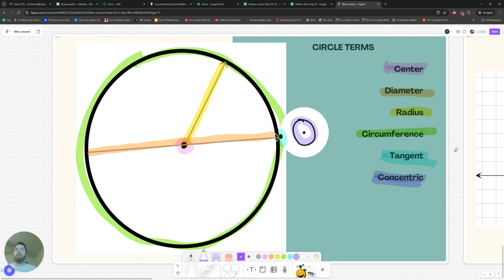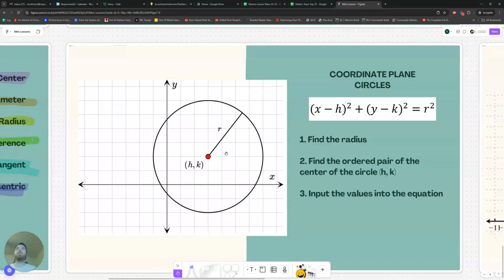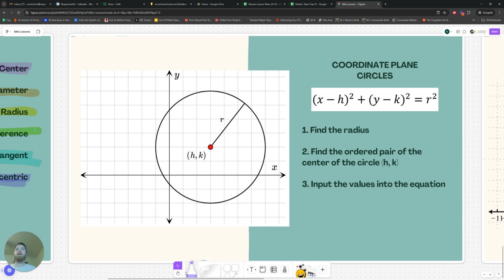Now, last thing is the equation for a circle in a coordinate grid. What you're going to see here is this big equation. Don't let it bog you down, because really all it is, x minus h. H is just going to be the x value of the ordered pair of the center of the circle. And then y minus k, k is just going to be the y value, is equal to r squared. So to do this, all you do is find out what your r is, find what your h and your k is, so that ordered pair, and then you're just going to input the values into the equation.